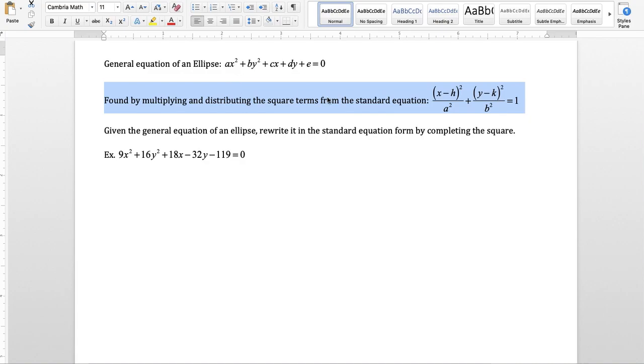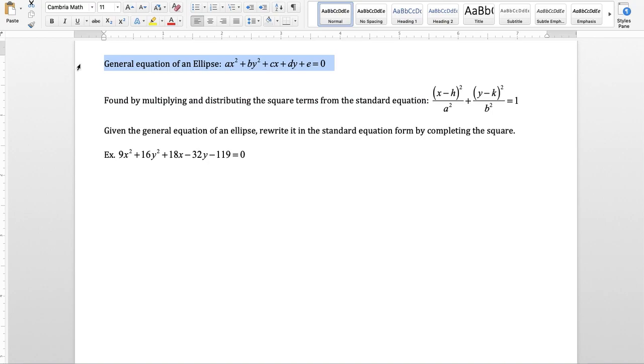We can turn that into the general equation of an ellipse. Notice that the a, b, c, d are not the same as these a's and b's. I just use ax squared plus bxy plus cx plus dy as standard coefficients. These coefficients do not match these variables here. Now, if we are in the general equation of an ellipse, just like with the circle, it's not easy to find the center and the radius. So we need to take that general equation, rewrite it in standard form by completing the square.